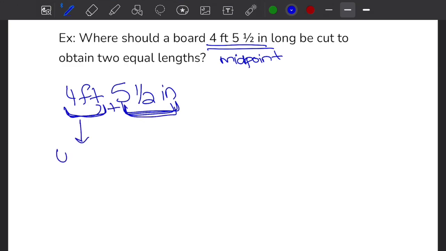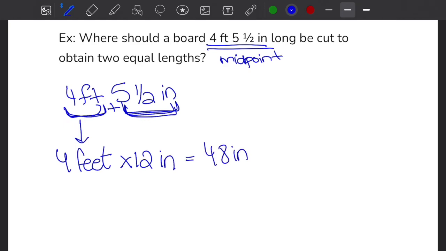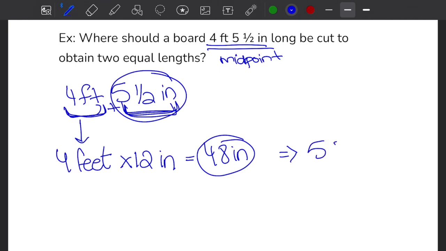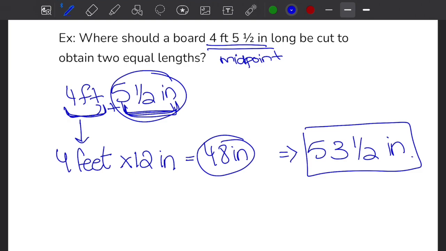So what is 4 feet in inches? Well, I have to multiply by 12 because 1 foot is equal to 12 inches. So that would be 48 inches. So 48 inches plus 5.5 inches gives me 53.5 inches. So I need to find the midpoint of 53.5.